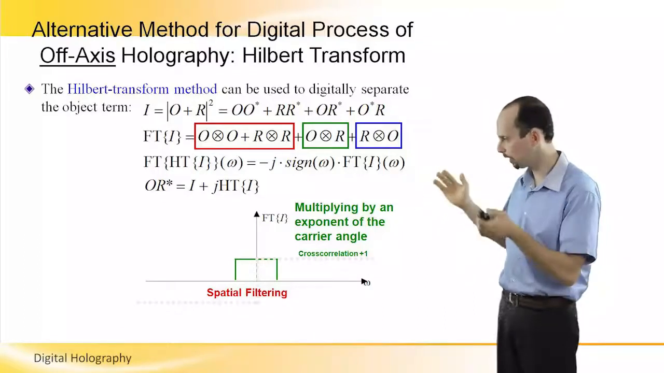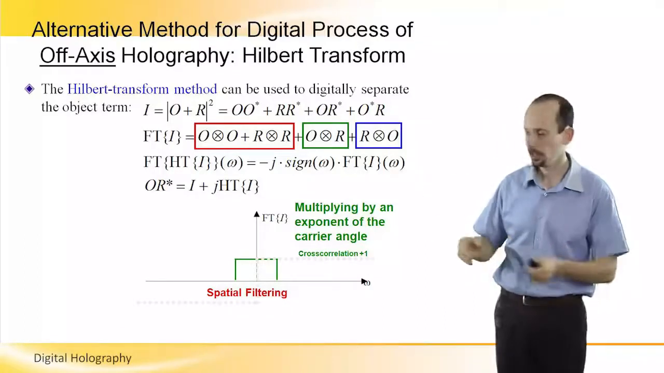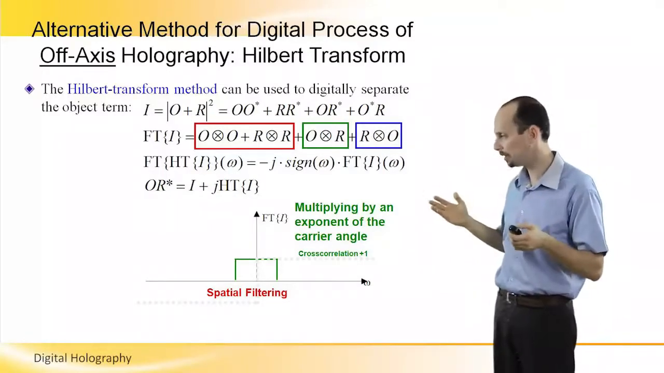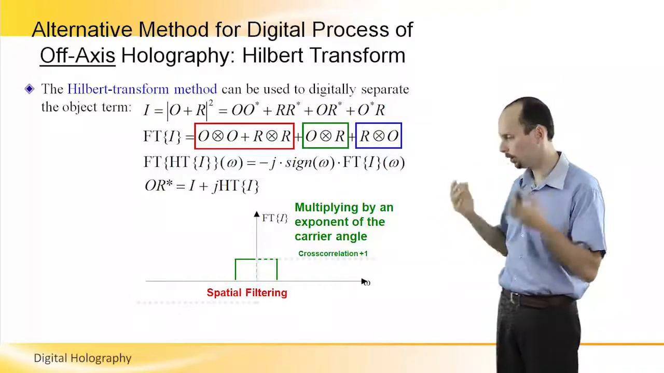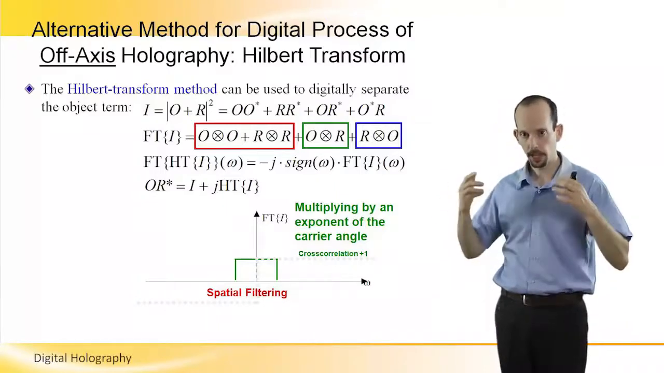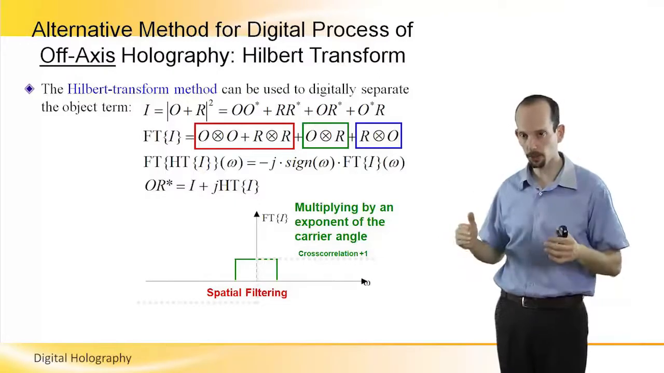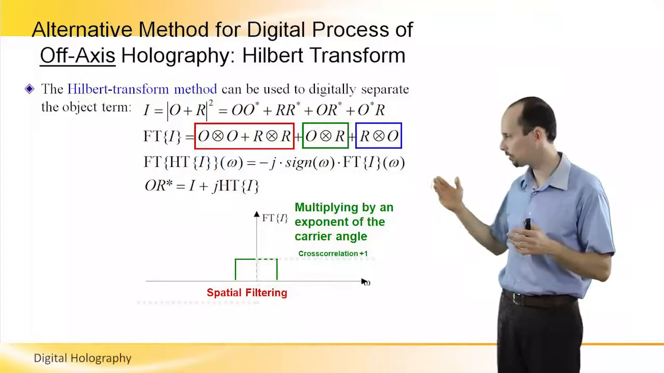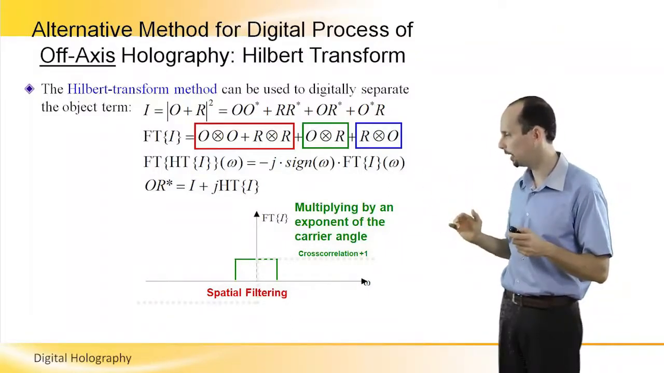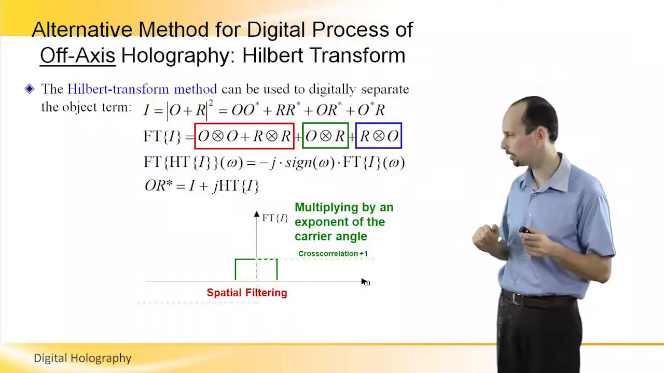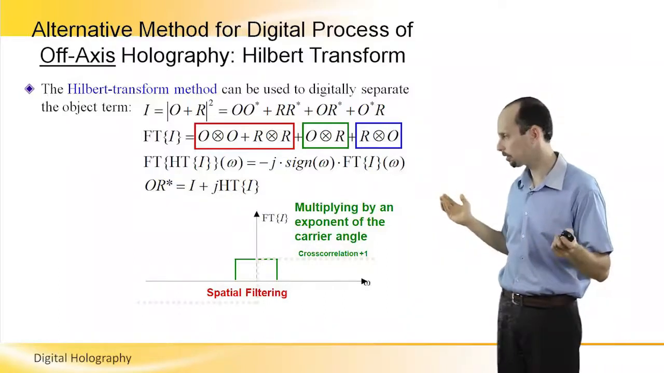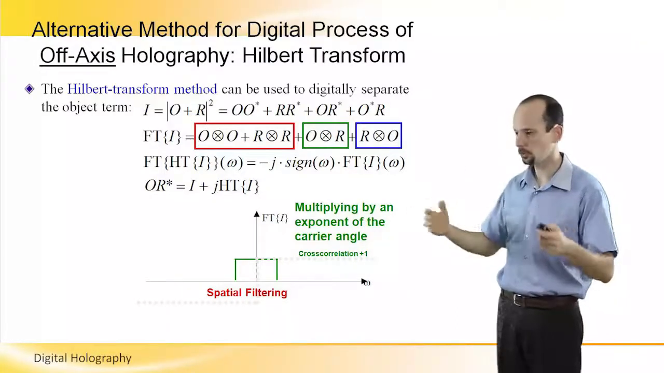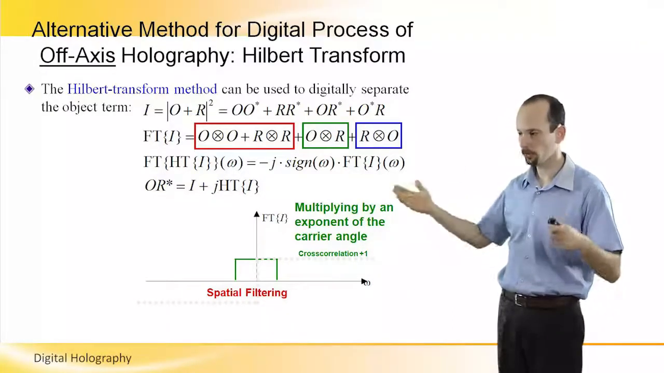So all of this operation is done in the image plane, and this explanation shows you what happens in the Fourier domain. All that is needed is taking the hologram, adding J times the Hilbert transform of the hologram, and therefore you are getting O R squared, and then you multiply it by an exponent of the carrier frequency in order to center it and get O R squared without the carrier frequency, which is the element that you want to extract in order to get the amplitude and the phase of the object.